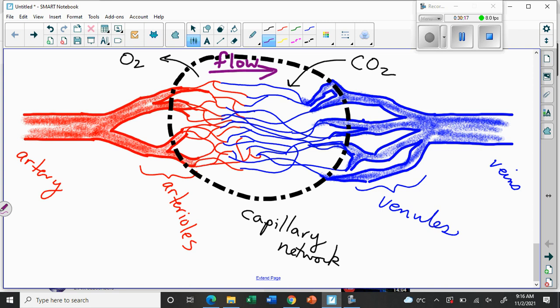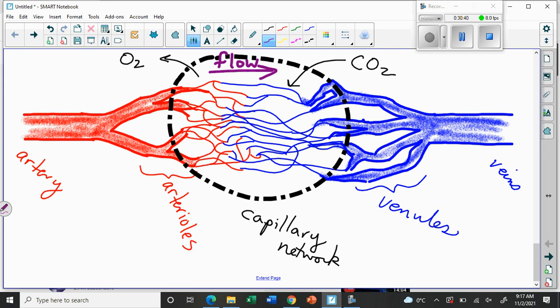Now, important capillary networks occur around the alveoli of the lungs. We talked about that. The lung tissue also ends in very tiny little microscopic sacs, the alveoli, and the blood then wraps around the alveoli. So the black circle on our picture could represent an alveolus in the lungs and the exchange of gas.